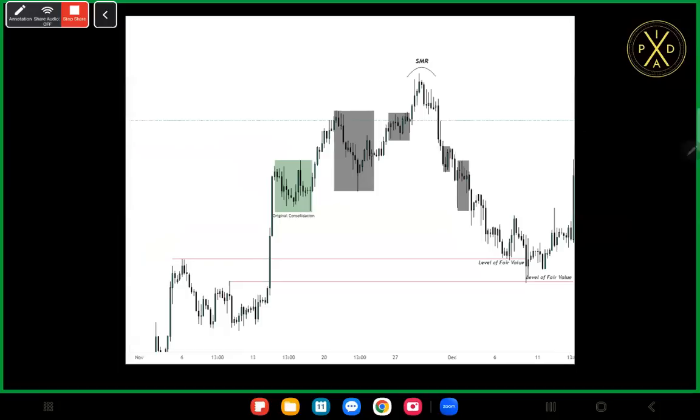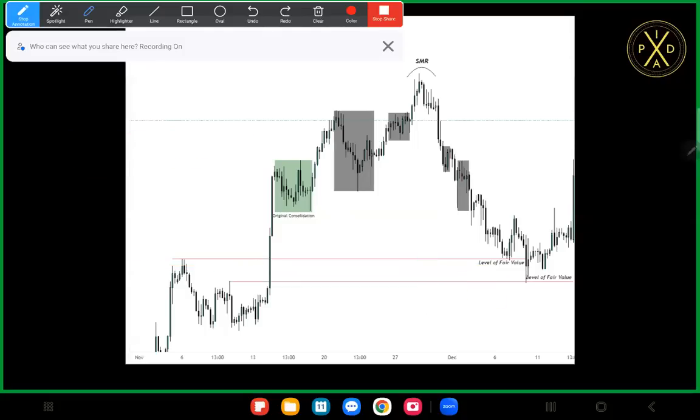All right, so here is an example of a market maker sell model. This is from EU from around December, so the late part of November and the early part of December. What you can see right here is that price left this area right here, and then it expanded higher, and then it left those levels of fair value. If you don't know what levels of fair value are, go and watch our older videos, and you should be up to speed on those.